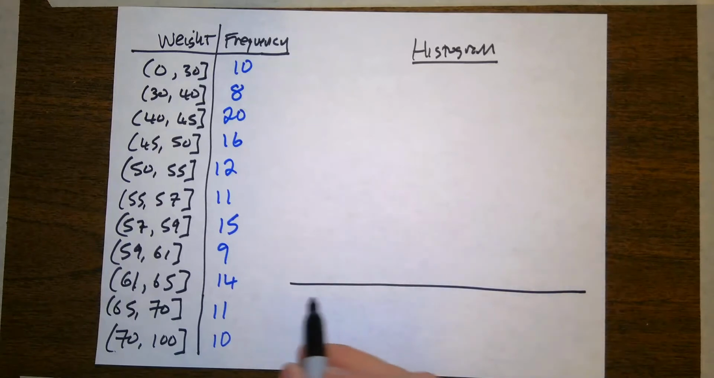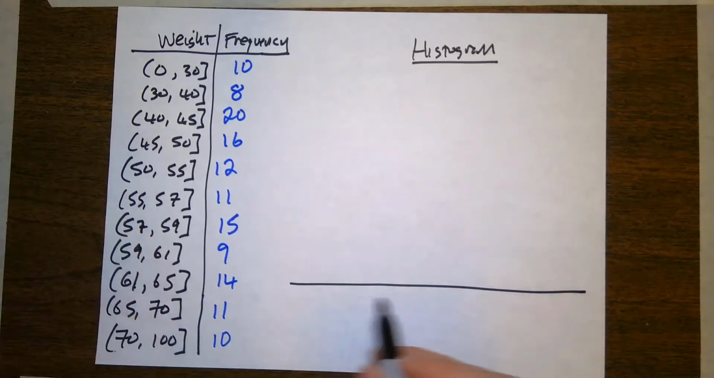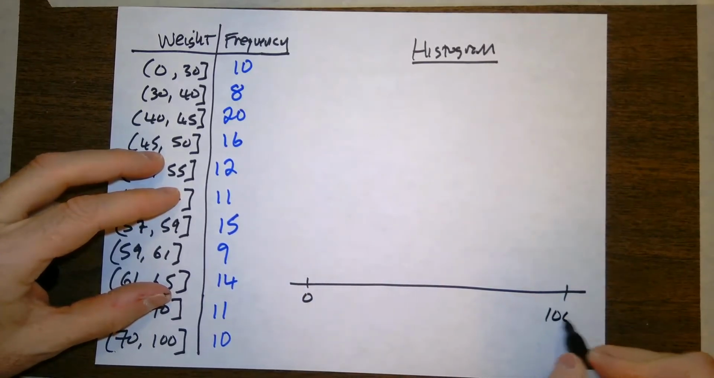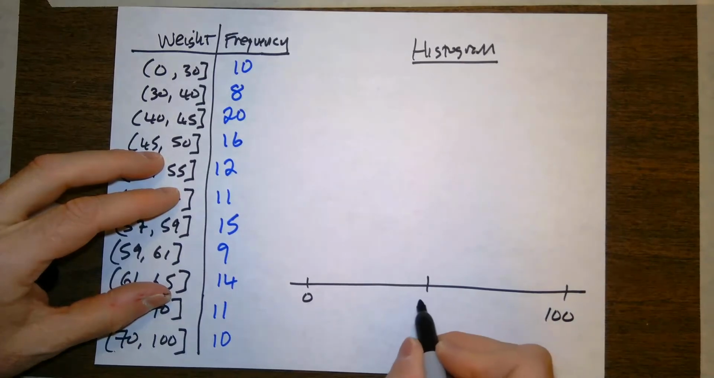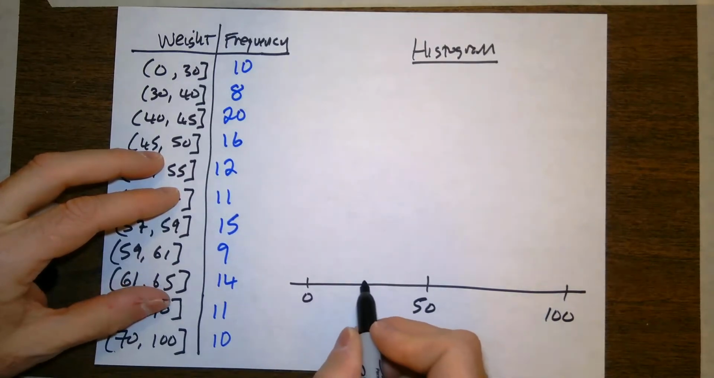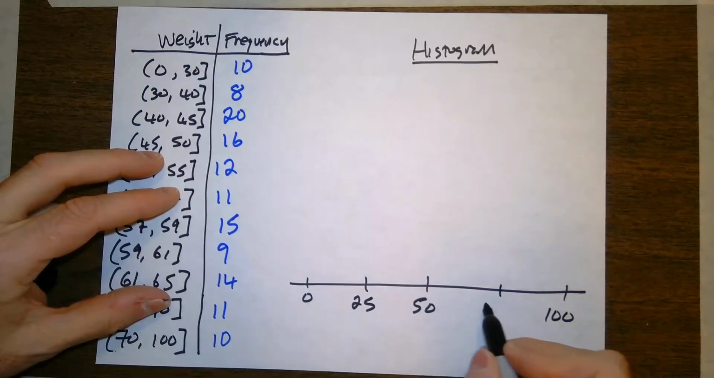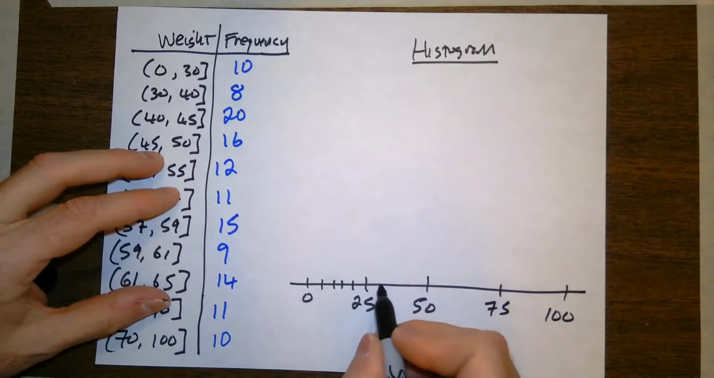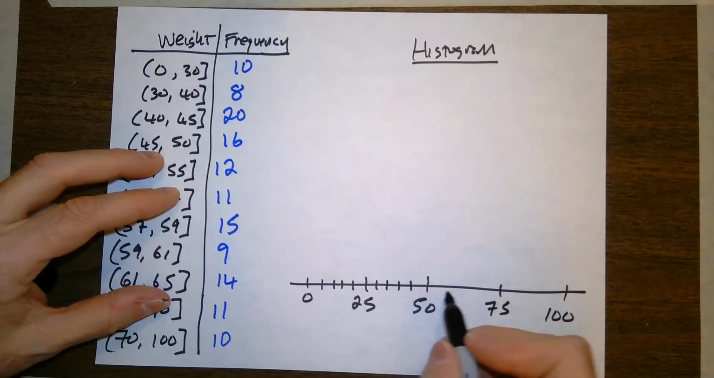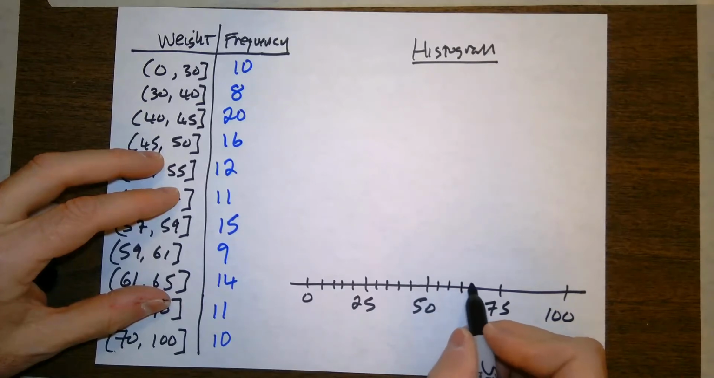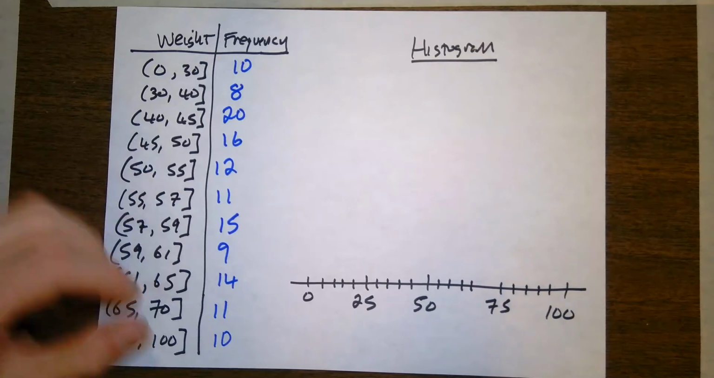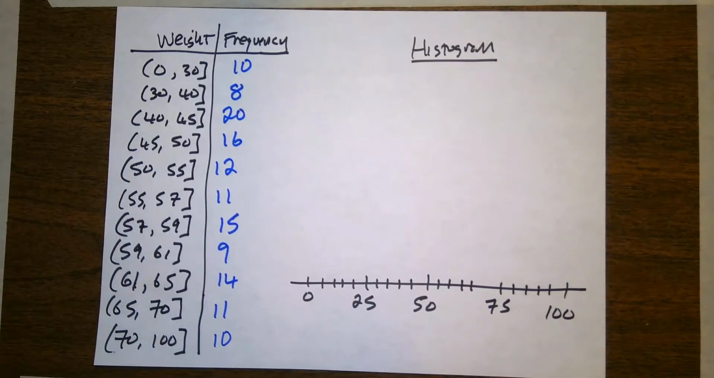I know that my classes have different widths, but I want to go from 0 to 100 here, so I'm going to go 0 and make that 100. Halfway between them, right about there, should be 50. This would be 25 and 75. So 5, 10, 15, 20, 25, 30, 35, 40, 45, 50, 55, 60, 65, 70. Whoops. Oh dear, I made a mistake there. 75, 80, 85, 90, 95, 100. I need to spread that out a little bit there. That's not a very good marking, is it?